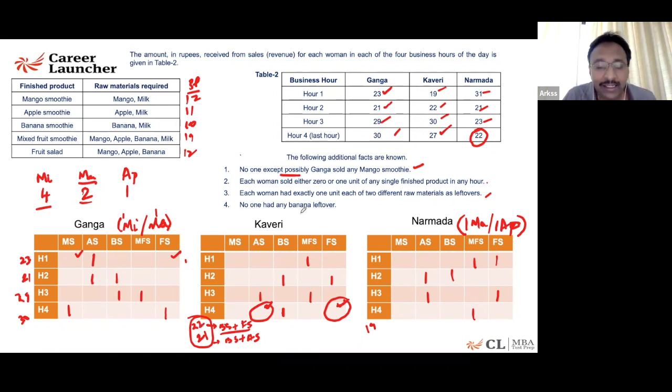Now, here in Kaveri, we saw if it is 22, that is 5 down. So either it is one milk plus one apple, or it is one milk plus one mango. We do not know which one, but I know that it is either minimum one milk, and here there is definitely no milk. I think I got the answers.